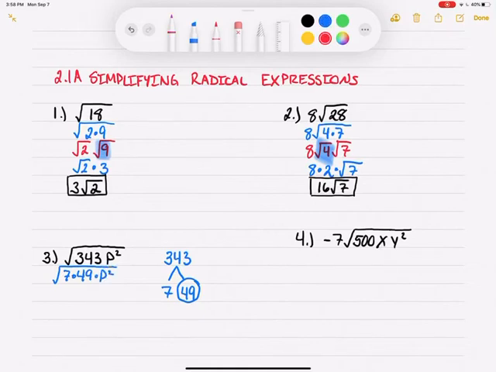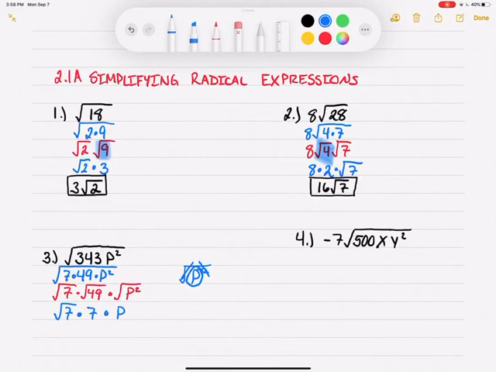Now, just like in every other problem, I'm going to break it down so that every piece is in its own individual radical. I have the square root of 7 times the square root of 49 times the square root of p squared. Well, I can't take the square root of 7, so I'm just going to write that down again. The square root of 49 is 7, and the square root of p squared, remember when you have a radical and an exponent, they cancel each other out and you keep what's inside, so this just becomes p, because p times p is p squared.